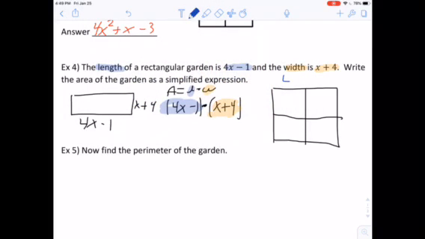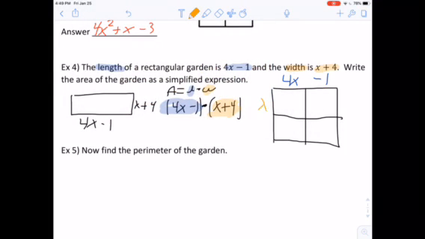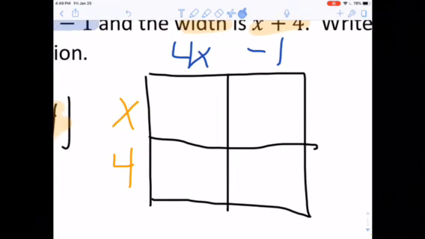I'm going to write some things here. I'm going to write a 4x. I'm going to write a negative 1. And I'm going to write an x and a positive 4. So, simple. Let's just multiply this. So let's see. 4x times x. Well, I guess that is 4x squared.